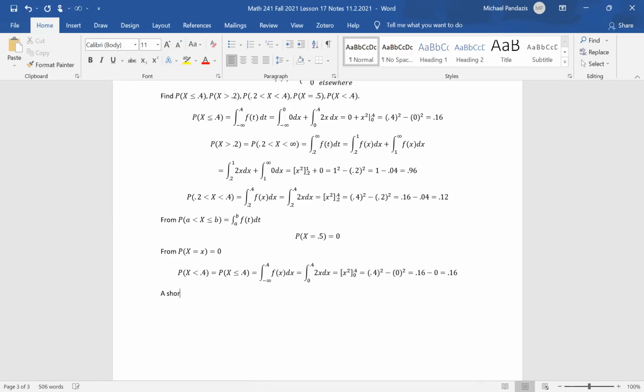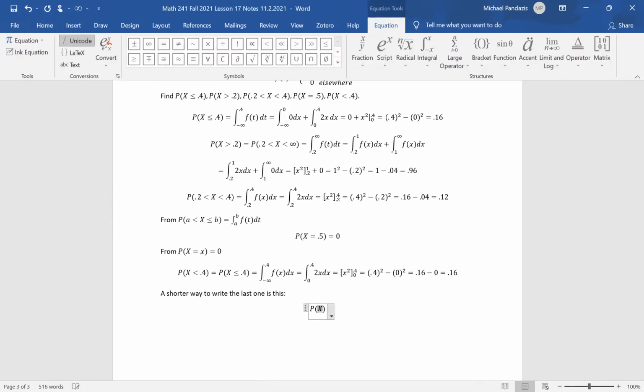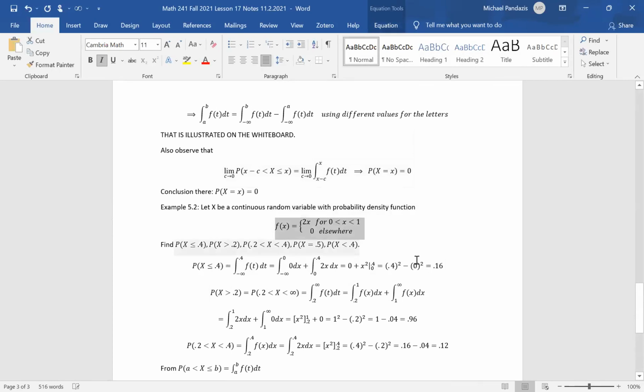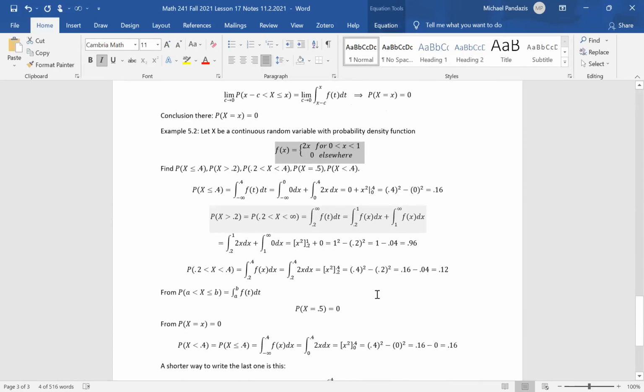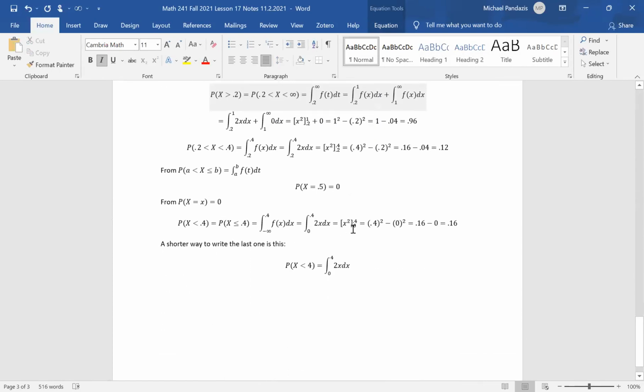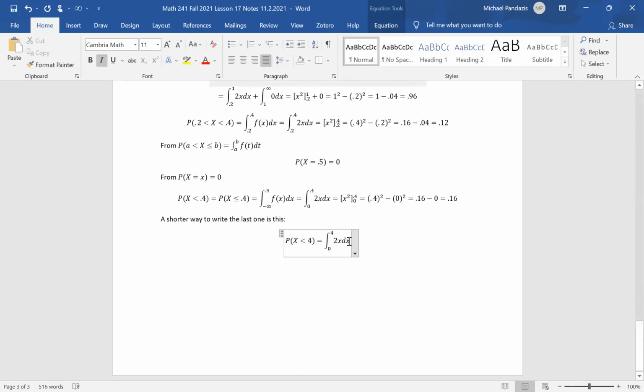Okay, so a shorter way to write the last one is this. You could just write the probability that x is strictly less than 4 is equal to the integral from 0 to 4 of 2x dx. Now, this is for this example. In other examples, it's not that. But because we know the PDF is 0 when x is less than or equal to 0, we can start at 0 and then end at 0.4.